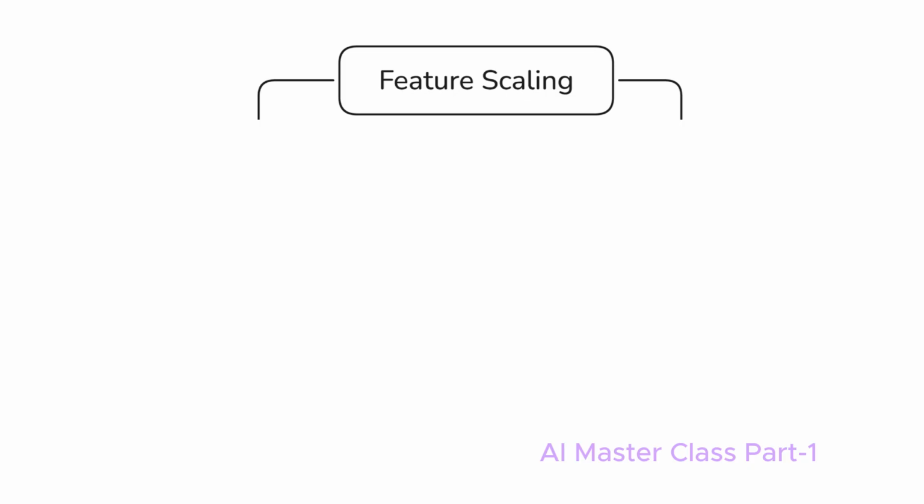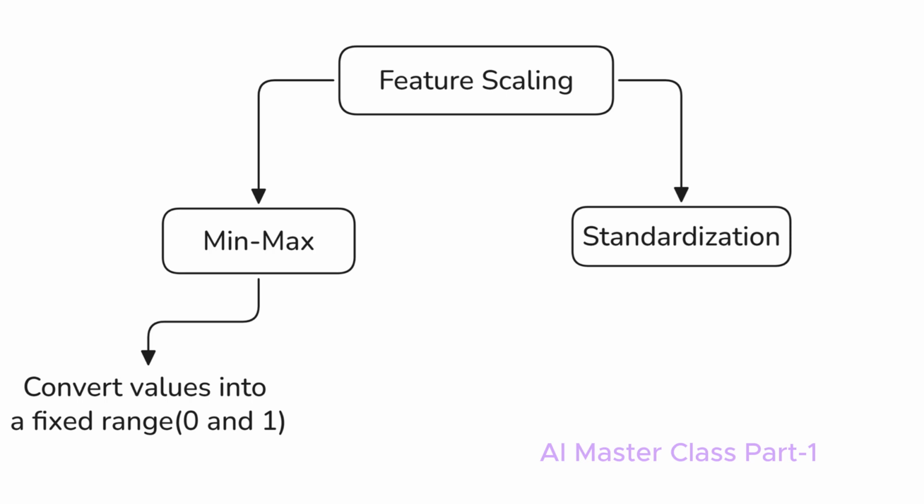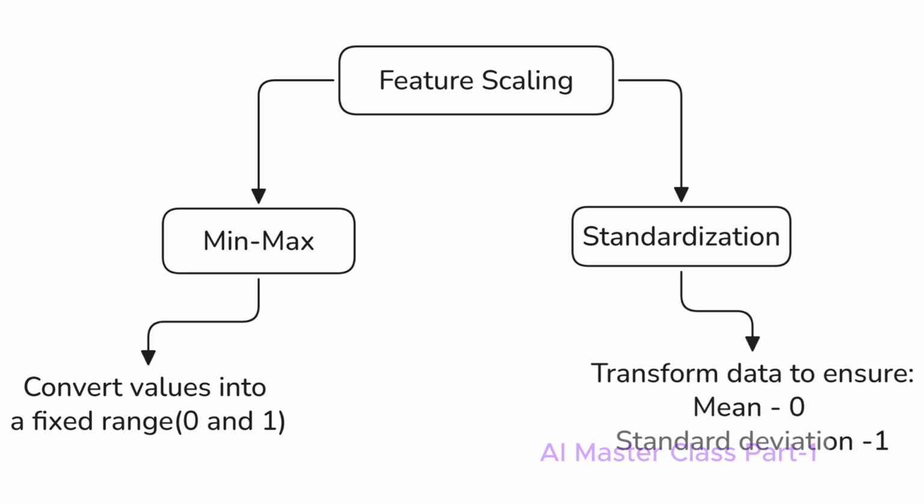Now, there are two common ways to do this. First is min max scaling. In this method, we convert all the values into a fixed range, usually between 0 and 1. So, the smallest value will become 0 and the largest value will become 1. Second one is standardization. Here, we transform the data so that it has a mean of 0 and standard deviation of 1. This helps in centering the data and reducing the variance differences.